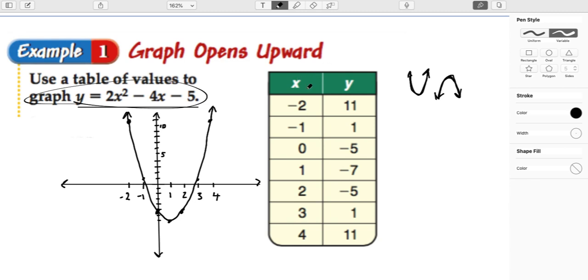So the first thing you want to do when graphing a parabola in this form is choose some x values. Make sure when you're choosing your x values and plugging them in to find the y values, you see a turn. Notice 11, 1, -5, -7. It was going down, then it turned around and it went back up. All right.